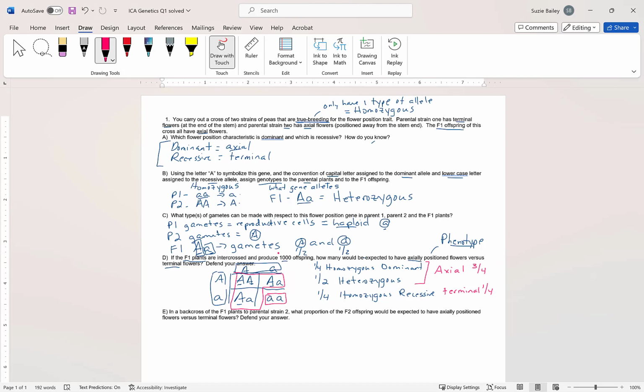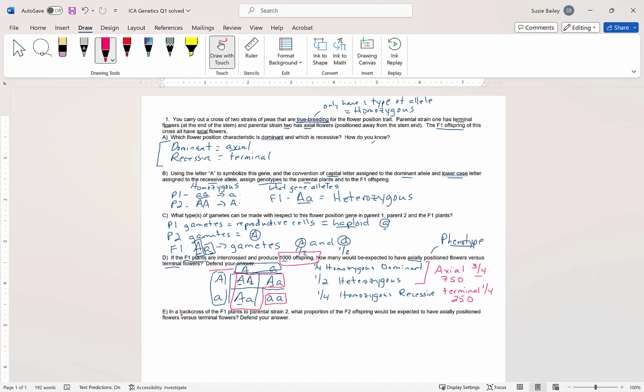And so we figured out the proportion that we expect to have axial flowers versus terminal. But remember, this question asked, out of 1,000 offspring, how many would we expect to have axial versus terminal? So if we take this 3/4 proportion, multiply by 1,000 offspring, we would expect 750 offspring to have axial flowers, and then 1/4 times 1,000 will be 250 offspring that we expect to have terminal flowers. And by showing our work here, we have done the second part of this, which is defending our answer by showing our work.